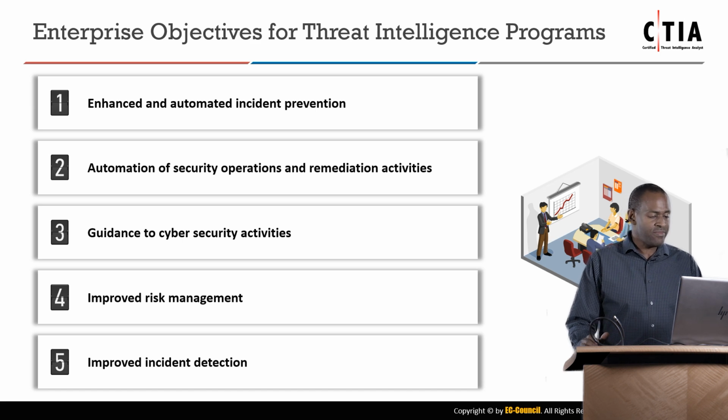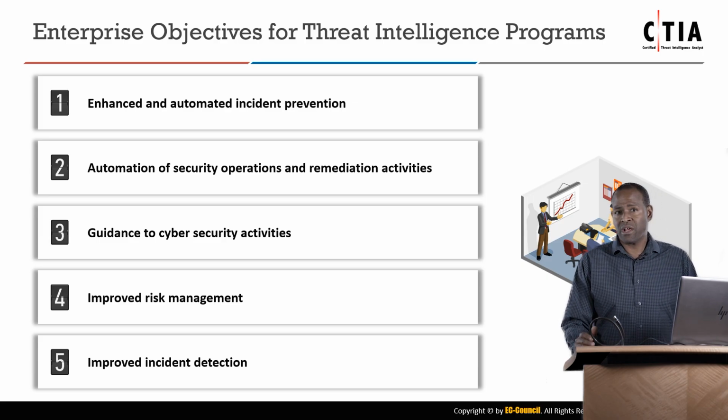Number four, improved risk management. So we want to know that the most risky areas in our organization are managed, and that this risk management is reviewed periodically, and that we are able to be sure that if there's any type of compromise, that it's not going to happen in any of our high risk areas.